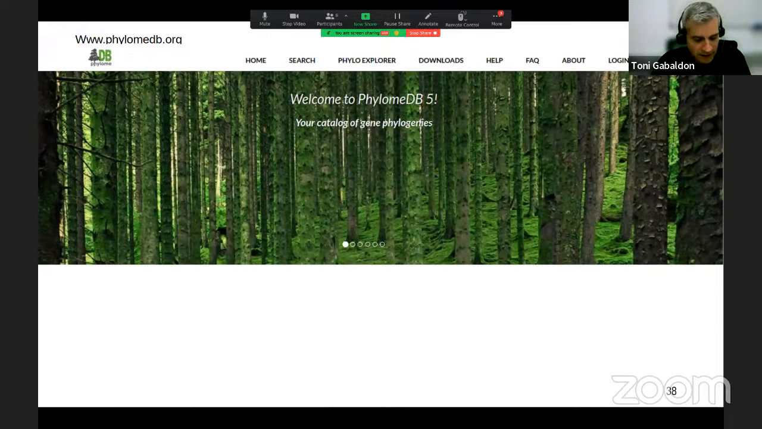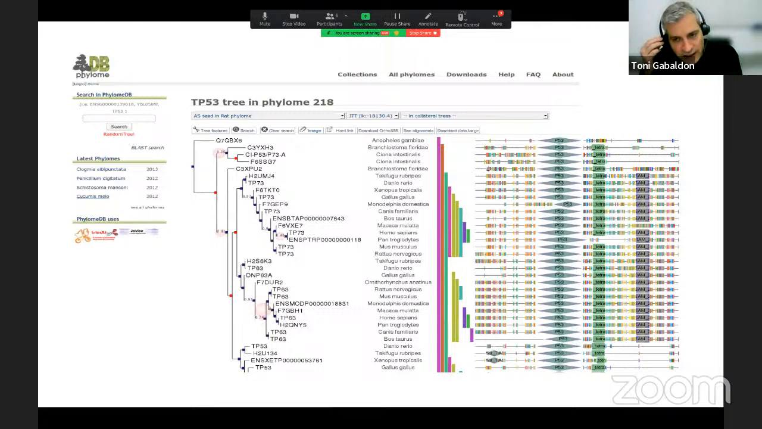So all these phylogenies end up in this phylomeDB database, which is now in version 5, and it has several million gene trees. It's the largest repository of gene trees nowadays. And in this database, the users can interact with every single gene tree. So you can browse the trees and manipulate the trees. We also map domains onto the different proteins. And of course, we predict duplications and speciations and derive orthologs and paralogs based on these trees.